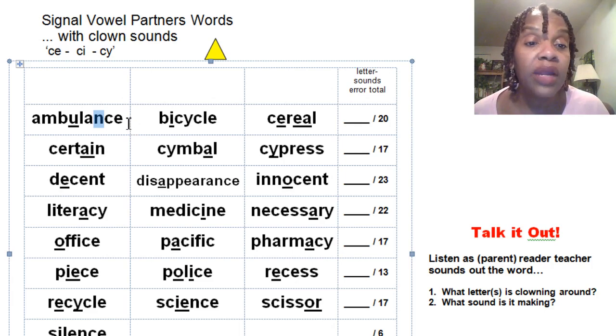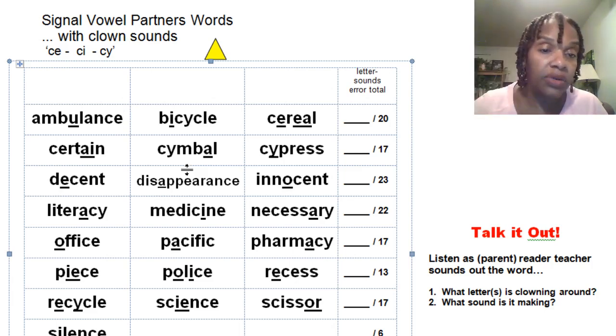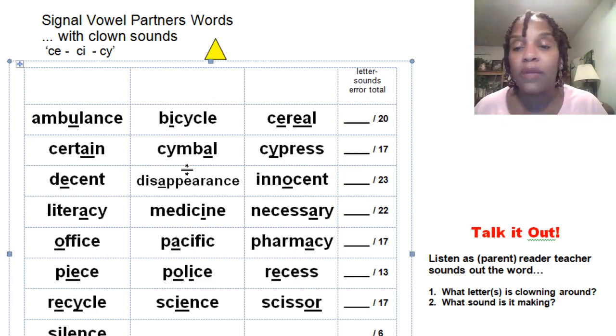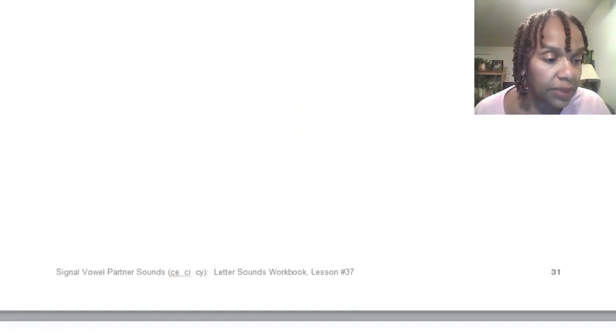And to work with your parent, so this word is ambulance. Ambulance. Like if you ever got hurt or something, an ambulance would come pick you up and take you to the hospital. So when you're working with your parent, if you don't know what the clown sound is, they might have to give you a clue, like, this letter U is clowning around saying ooh. All right. So again, I want you to talk it out, sound it out, make up a sentence. All right. Good job.